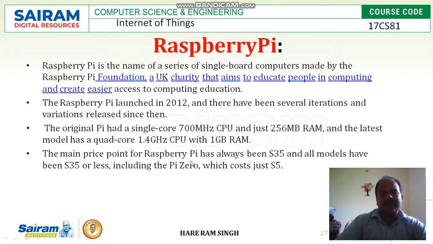The main price point of Raspberry Pi has always been $35. The aim of the Raspberry Pi architecture is to make the computer very cheap. So it was just $35, and all models have been $35 or less, including the Pi Zero, which cost $5. So even for $5 you can get a Raspberry Pi. All the versions have a maximum value of $35 or less.